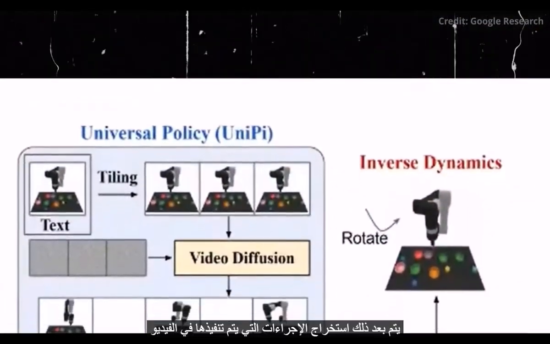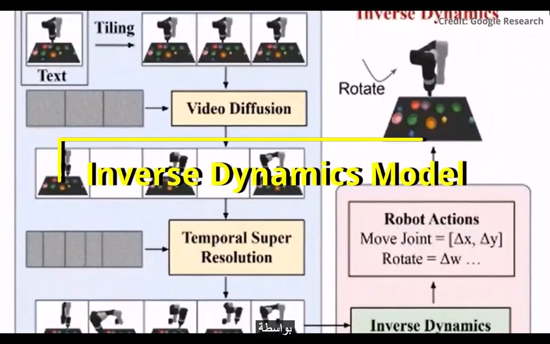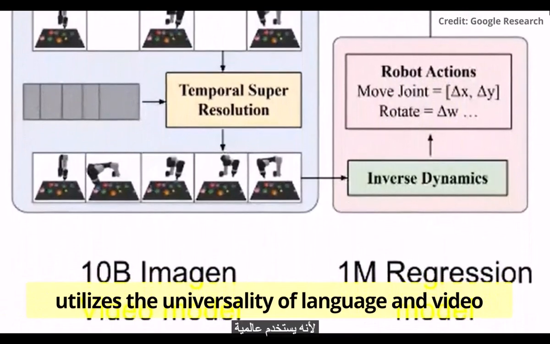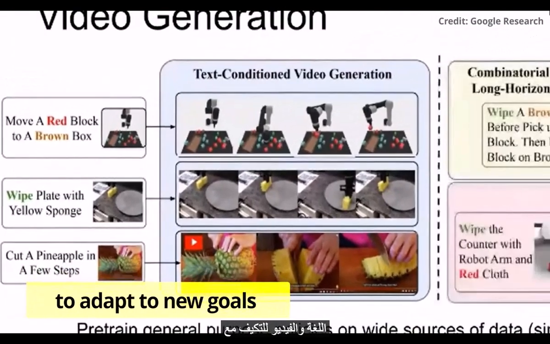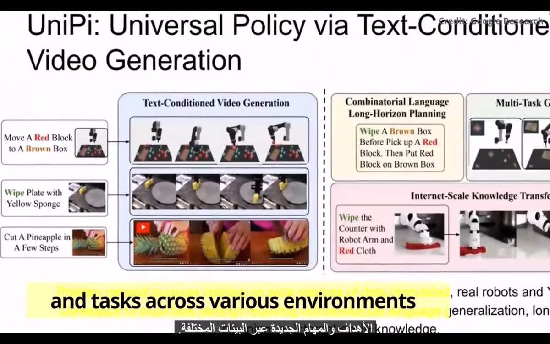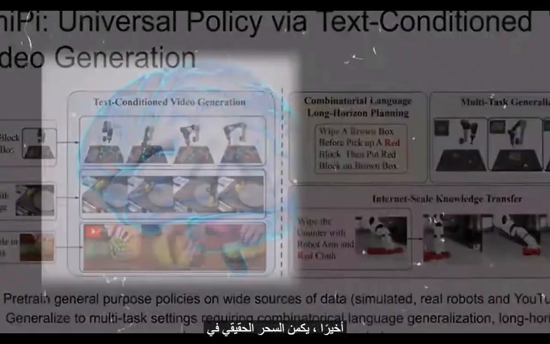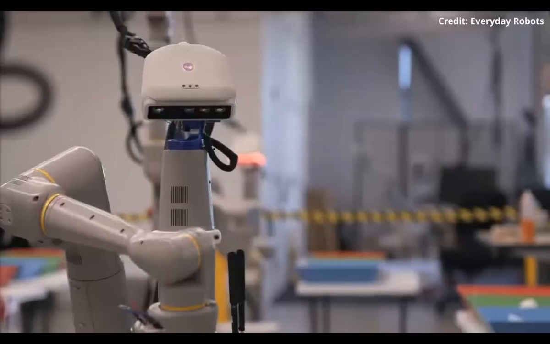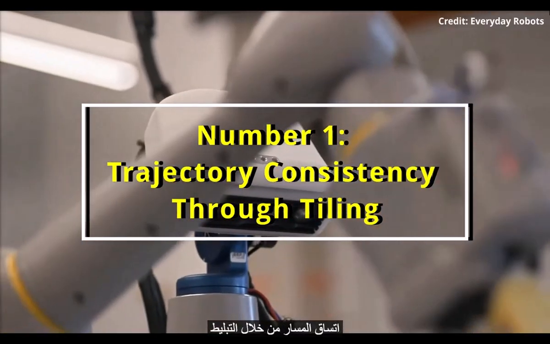The actions executed in the video are then extracted by an inverse dynamics model, which is a unique approach because it utilizes the universality of language and video to adapt to new goals and tasks across various environments. Finally, the real magic lies in the following four integral components. Number 1. Trajectory consistency through tiling.